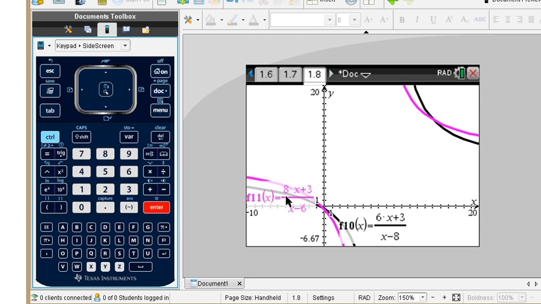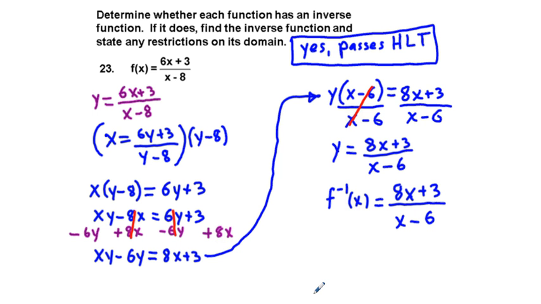And so about the line y equals x, we have that lavender curve, which is an inverse of that black curve. But again, we have a vertical asymptote at x equals 6. So our restriction is we're going to say that x cannot equal 6. That's our domain restriction. So this is our answer.